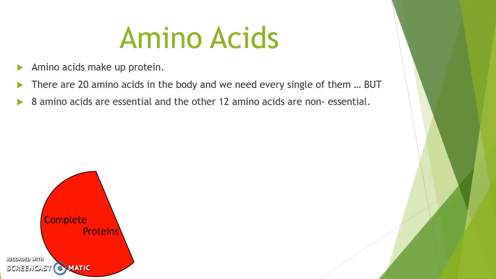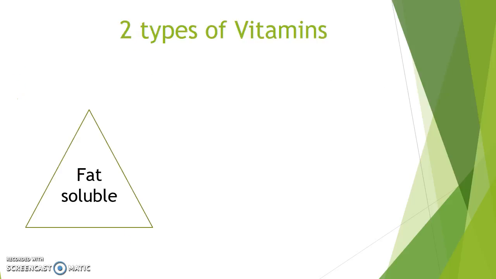Complete proteins are proteins that contain all 8 of the essential amino acids. They normally stem from animal-based foods, such as meat, fish, and eggs. Incomplete proteins do not contain all 8 of the essential amino acids, for example, pasta and rice. Vegetarian athletes or vegans need to be extremely careful because they need to make sure they're eating all 8 of the essential amino acids.